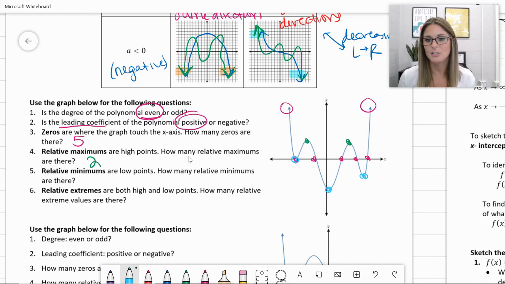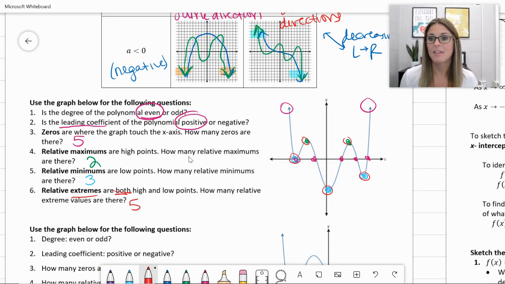Oops, missed that one. 1, 2, 3. Relative minimums, they are low compared to their neighboring points. There are 3 relative minimums. And then relative extremes is both your high and low points. So adding up your maximums and your minimums. 1, 2, 3, 4, 5.